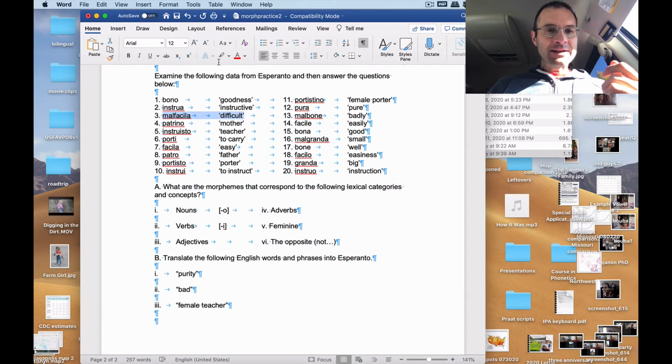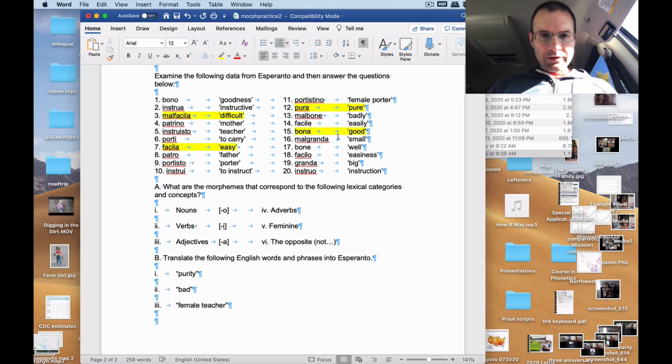Let's look for some adjectives. Difficult is an adjective. Easy is an adjective. So malfacila is difficult, and facila is easy. Pure is an adjective; it's pura in Esperanto. Good is bona, and so on. I think you may have seen the pattern already: the final sound in an adjective in Esperanto is always going to be a.